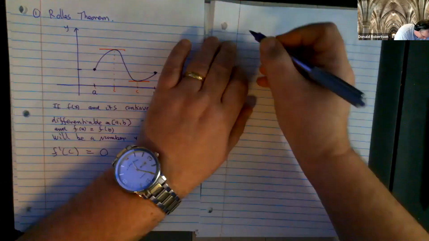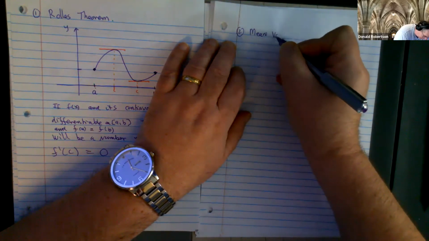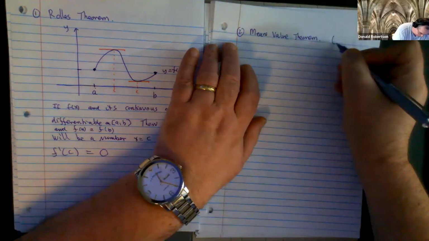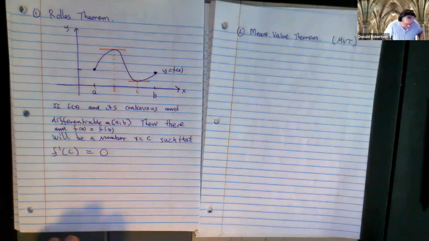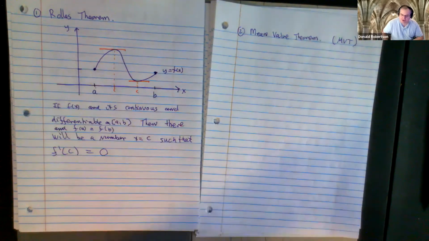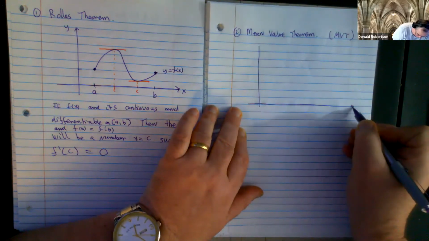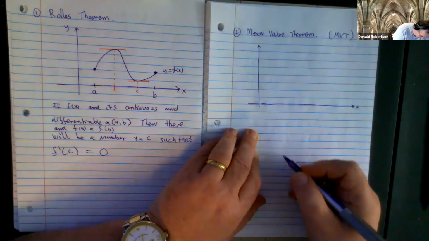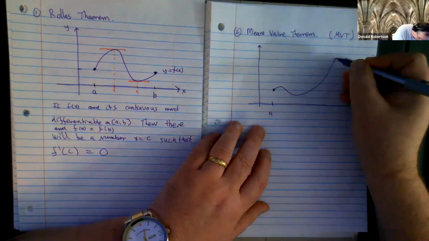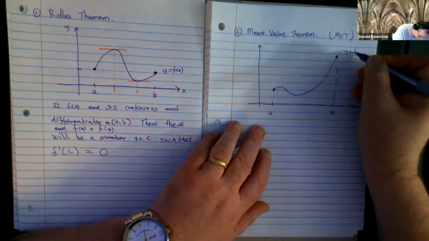And the second one is called the mean value theorem, very often MVT for short. The mean value theorem is an extension of Rolle's theorem, right? It's a more general version. So what you have is your typical continuous and differentiable curve, right? Starts here, and then it finishes say up there. And your function, y equals f of x.